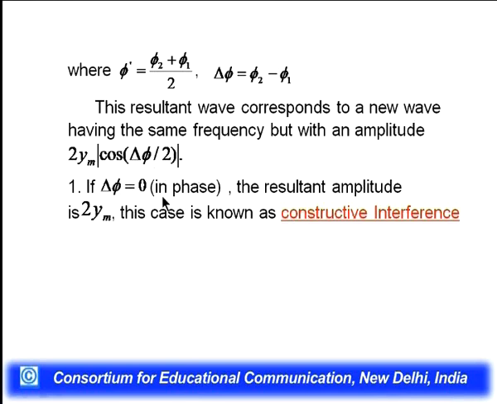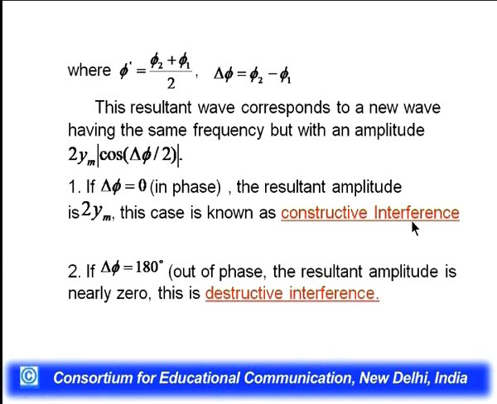If the waves are in phase, meaning Δφ is equal to 0, there is no change in the phase. The resultant amplitude will be 2ym. This is known as constructive interference. When the two waves are in phase, meaning there is no change in the phase difference, Δφ is equal to 0, the value will be the maximum, and we can say it is constructive interference.